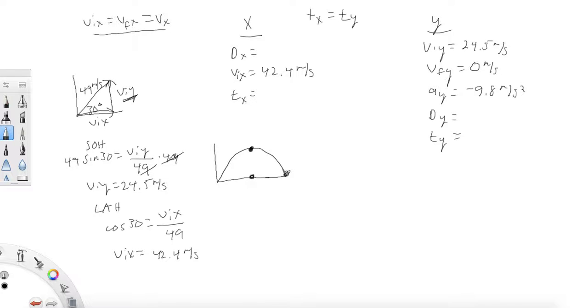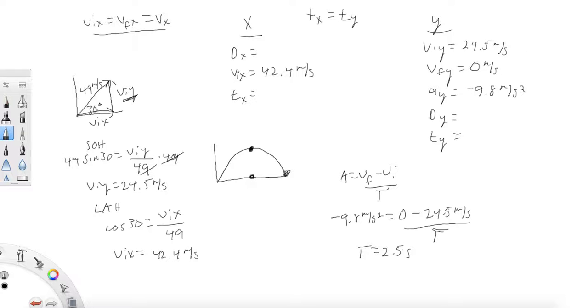So I've got initial velocity, final velocity, and acceleration. Well, I know if I use this formula, acceleration is equal to final velocity minus initial velocity divided by time, I can go ahead and solve for my t here. So my acceleration is negative 9.8 meters per second squared. My final velocity was 0. My initial velocity was 24.5 meters per second, and I'm going to solve for time. So after I solve this equation, I'm going to get a time equaling 2.5 seconds.